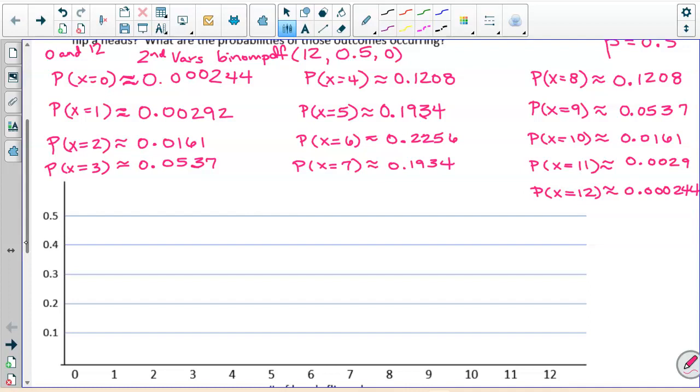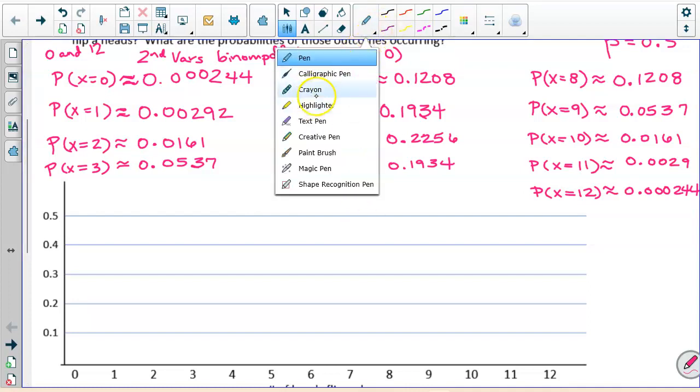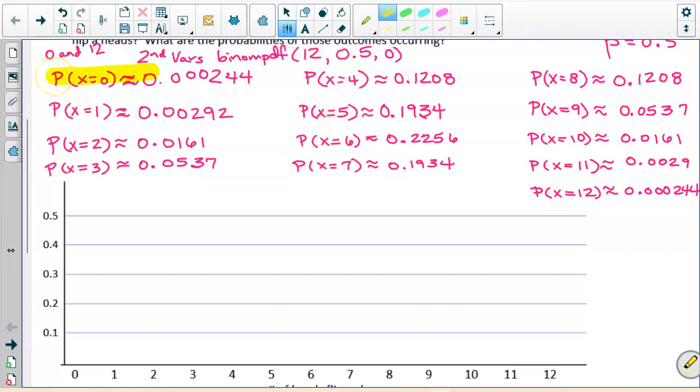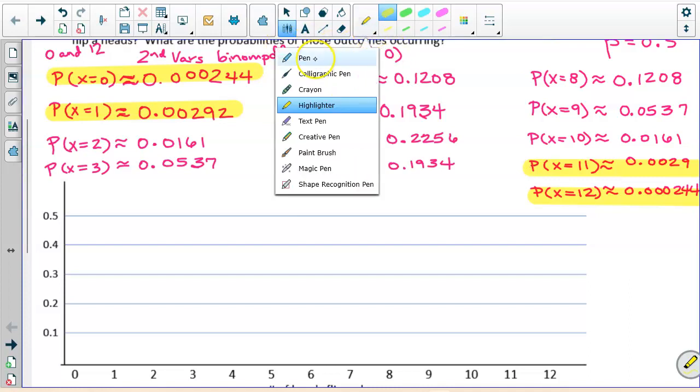All right. So do you notice anything now that we have all of these probabilities? Symmetrical, there's a pattern. You notice that the probability of no heads is the same as the probability of 12 heads, right? Or 1, 11, right? Okay, I think that's interesting.